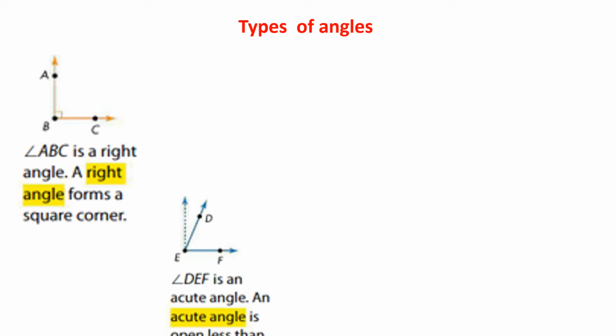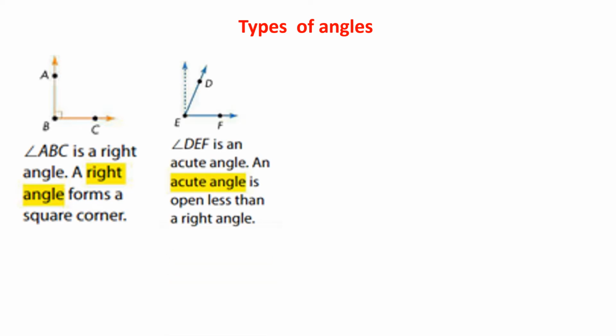So the first type of the angles is right angle, which forms a square corner, like which is shown here. The second one is acute angle. Acute angle is an angle, but it is open less than the right angle. So again, look at the right angle again. Looks like a square corner, but the acute angle is open less than the right angle.